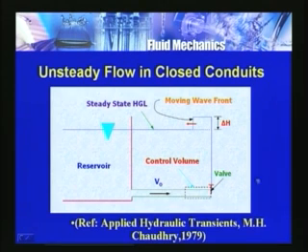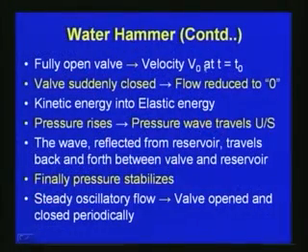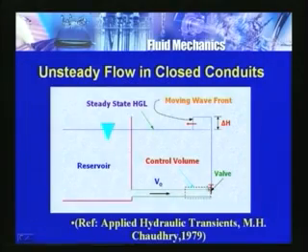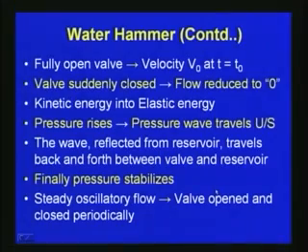So, we will now discuss some of the theories and governing equations for this unsteady flow and hydraulic transients, initially for a single pipe system connected to a reservoir, with a sudden closure of the valve. Here we assume that for the fully open valve the velocity is V0 at time t equal to T0, and then the valve is suddenly closed. So, flow is reduced to 0. Here V is equal to V0 at t equal to T0.